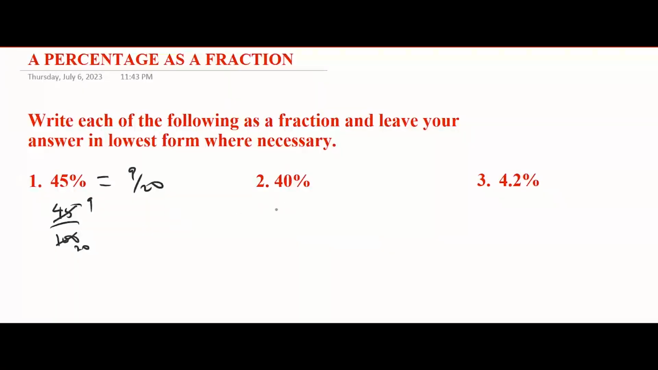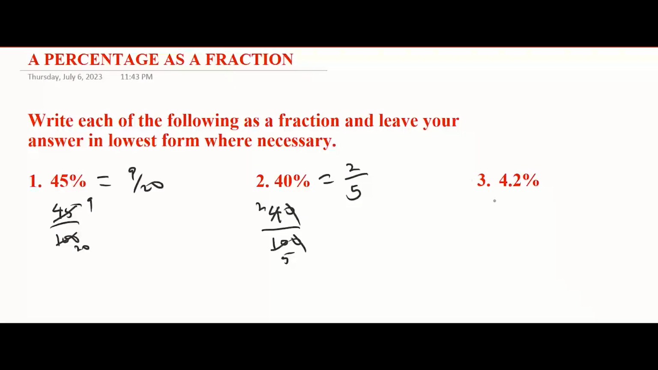The next one is 40%, written as 40 out of 100. The last zero cancels out the last zero. So 2 can go. 2 goes into 4 twice. 2 goes into 10 five times. That means 40% is the same thing as 2 out of 5.